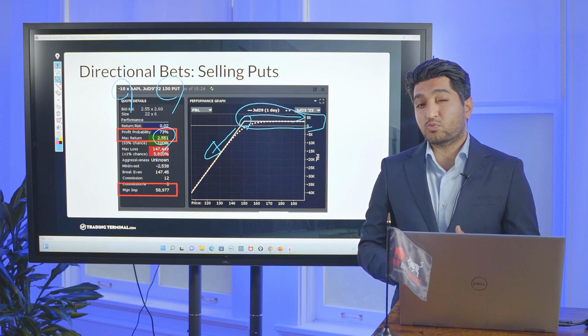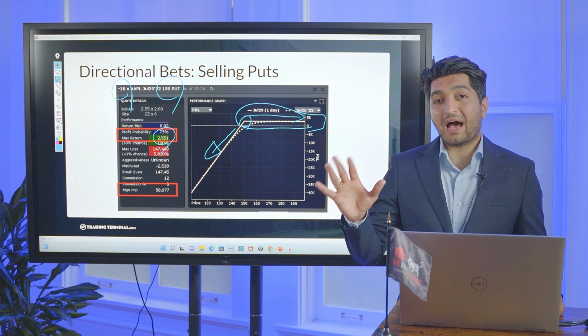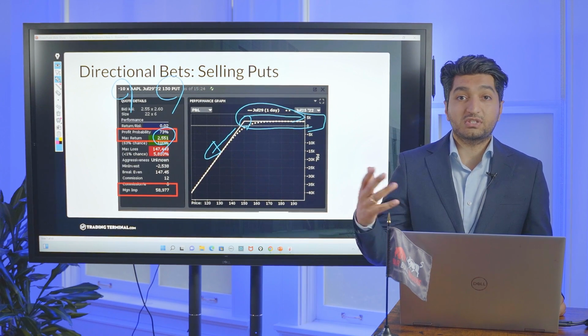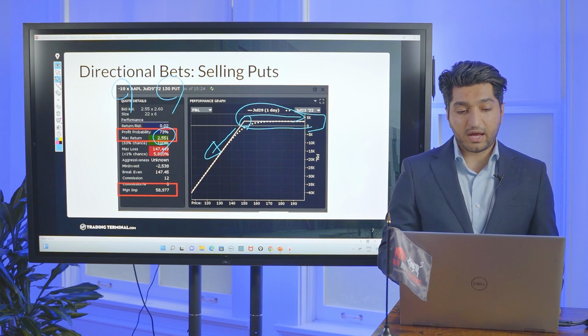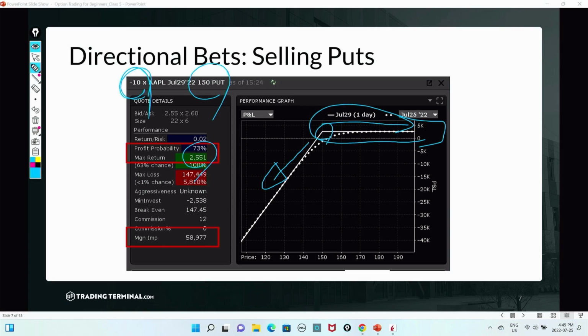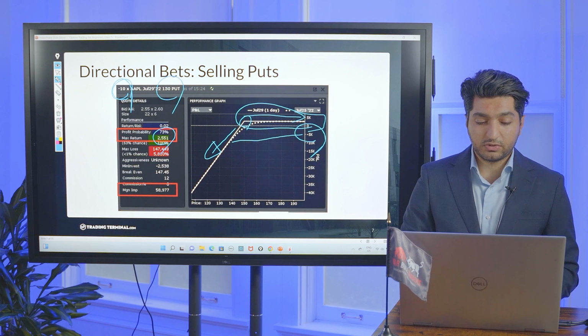So if Apple goes to 145, you're losing $5 per share, which in this case would translate into a $500 loss per contract. And again, in this case, you have 10 contracts, so that would be around a $5,000 loss. So you need to really pay attention to these.